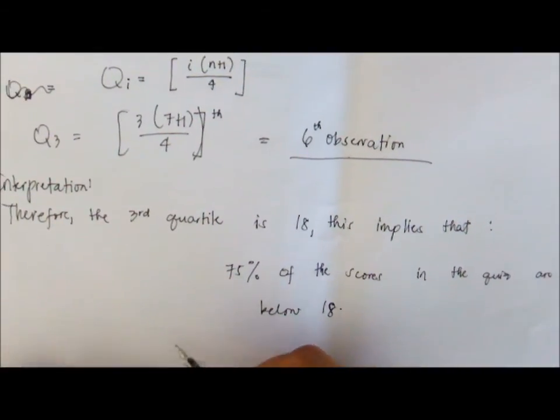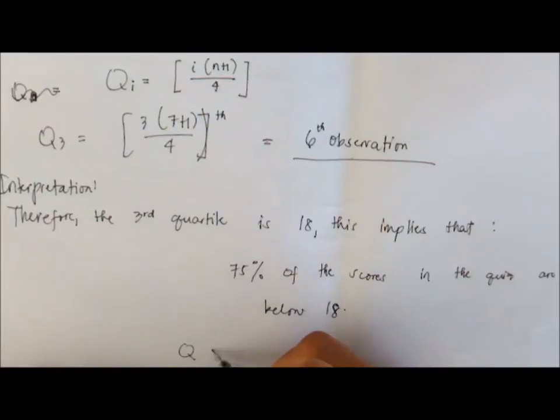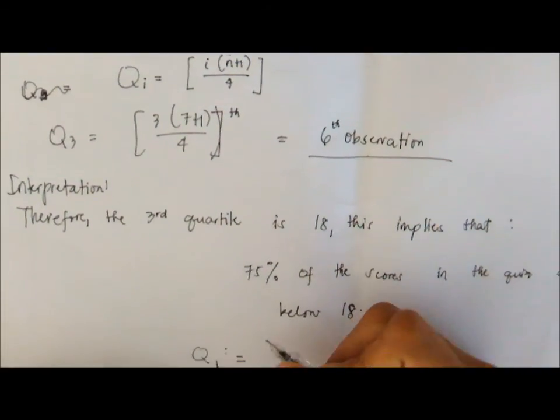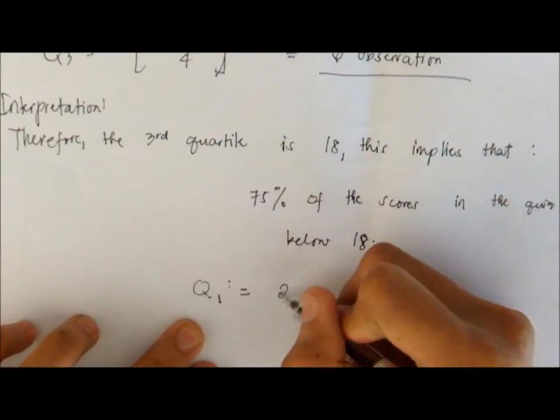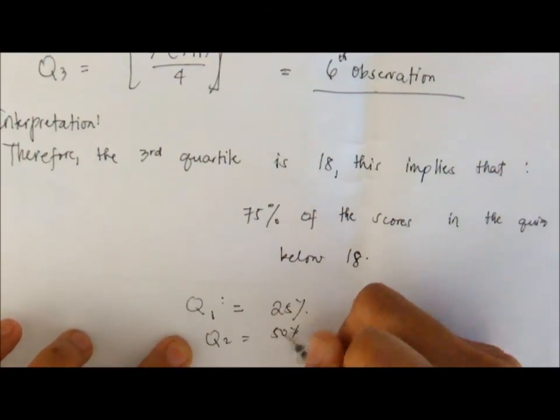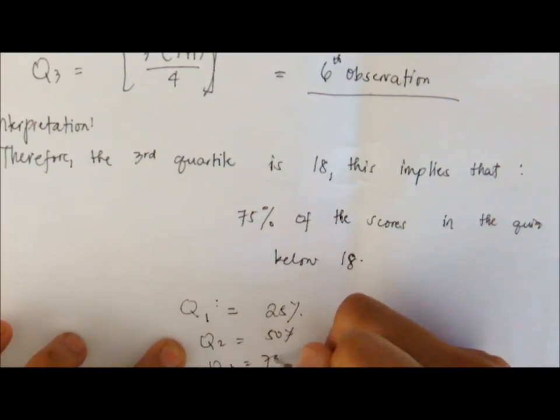Why 75%? Because for Q1, this read as the value below the array, which is 25%, Q2, which is 50%, and Q3 is 75%.